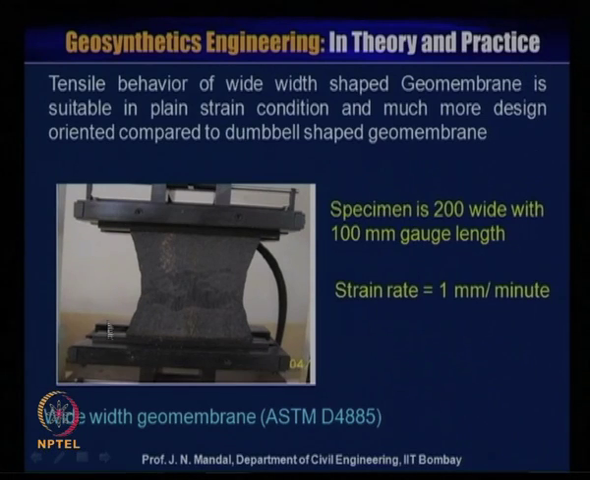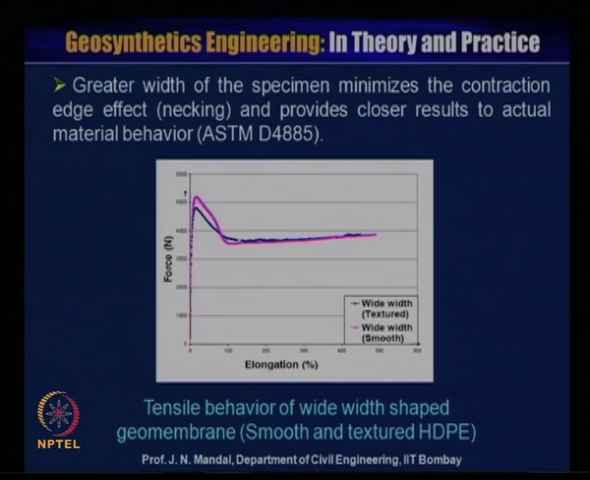I am showing here that if it is a high density polyethylene geomembrane material, a tensile test has to be conducted whose specimen size is about 200 millimeter wide and 100 millimeter gauge length, and the strain rate is 1 millimeter per minute. So this is the wide width geomembrane test. The tensile behavior of the wide width shape geomembrane is suitable for the plane strain condition and is much more design oriented compared to the dumbbell shape geomembrane.